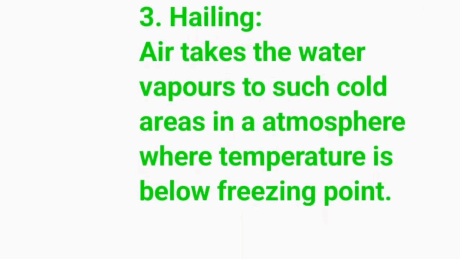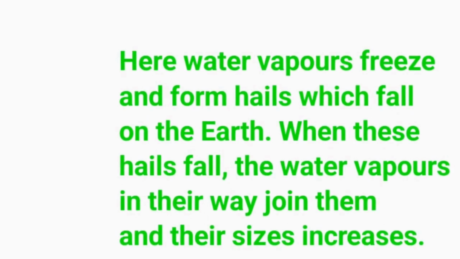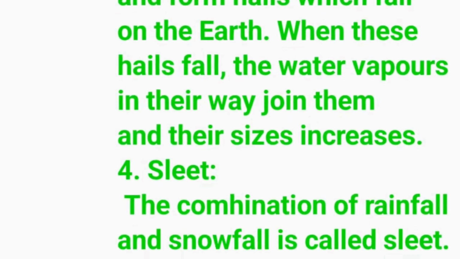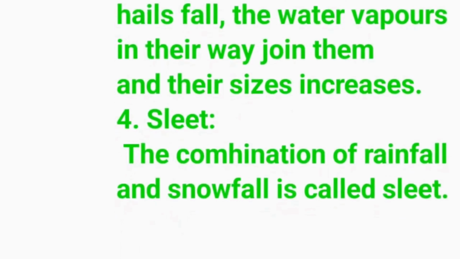3. Hailing. Air takes the water vapors to such cold areas in our atmosphere where temperature is below freezing point. Here water vapors freeze and form hails which fall on the earth. When these hails fall, the water vapors in their way join them and their size increases.